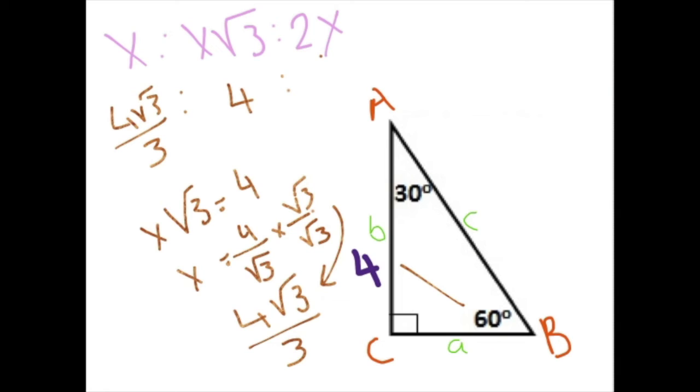And to find the value of the hypotenuse, or C, you simply multiply by 2. So 2 times 4 square root of 3 over 3, that's 8 square root of 3 over 3.